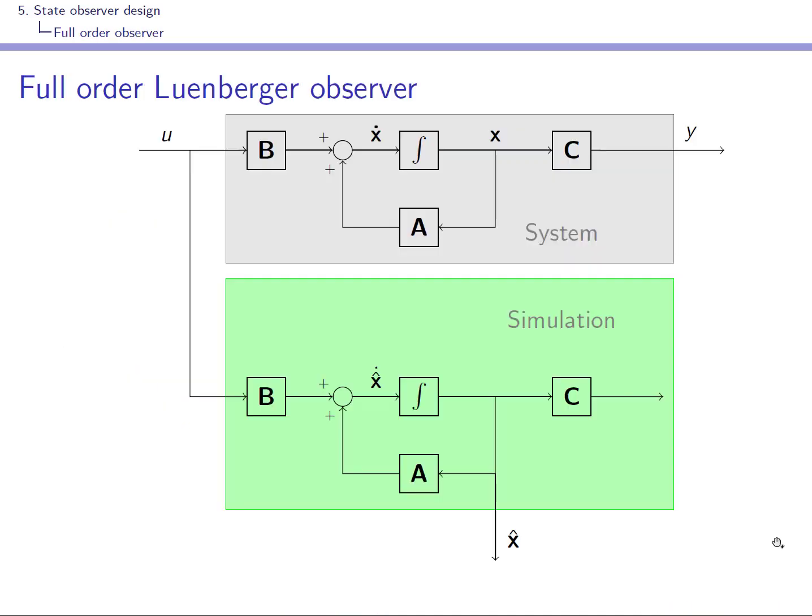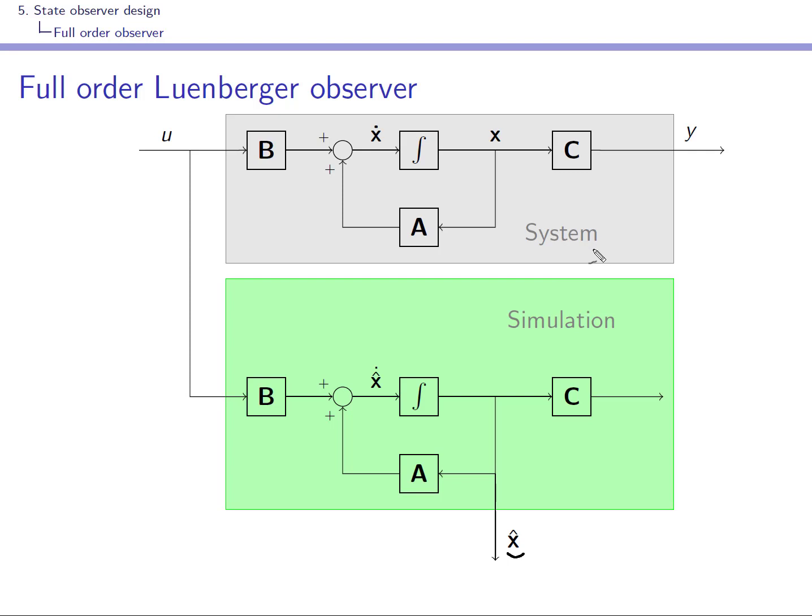So what you see here on the screen is the so-called naive observer. You take the state space description of the system and you run it in parallel to the system, and this is how you obtain x hat. Here the system is described as a linear state space.